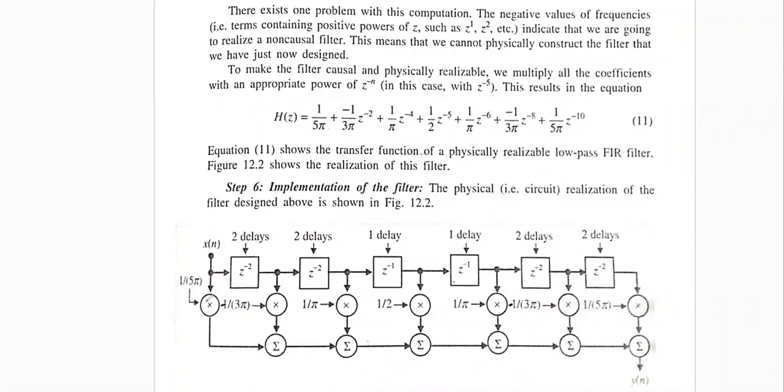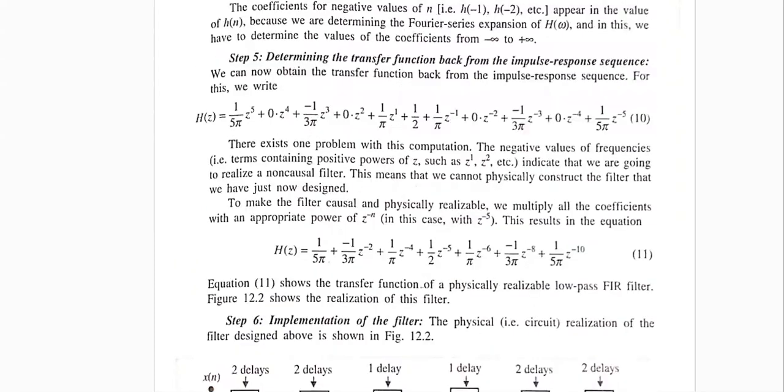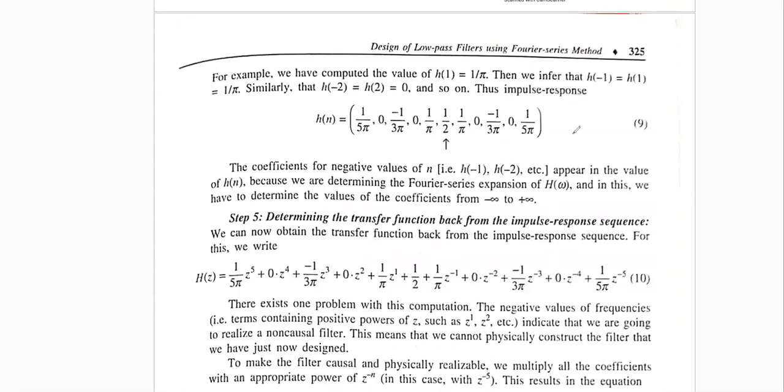Okay, so here we have multiplications. Can you see x[n], then there is a multiplier. What is the multiplier? x[n] will be multiplied with 1 divided by 5 pi. So which equation should you follow to implement this? This is the equation you need to follow.